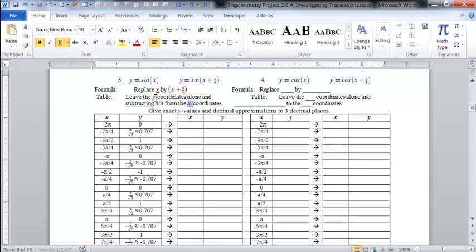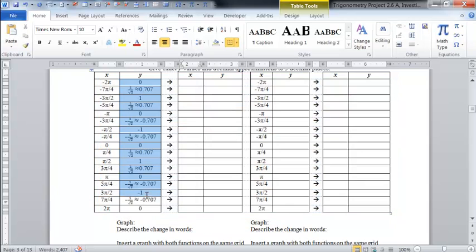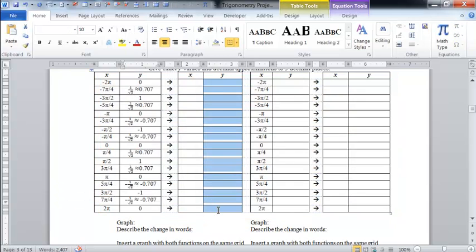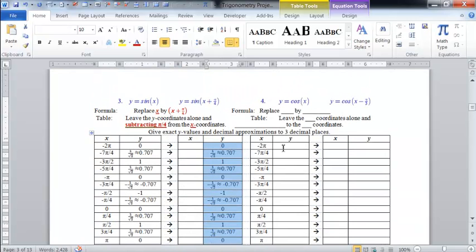It takes a little while to typeset everything, but not a whole lot longer than writing it out. So we want to do this in such a way that the y coordinates are alone. Once I've got these, I can paste them here and here. This is a different formula over here, so we'll get to that one in a minute. But what do I need to do to the x values?